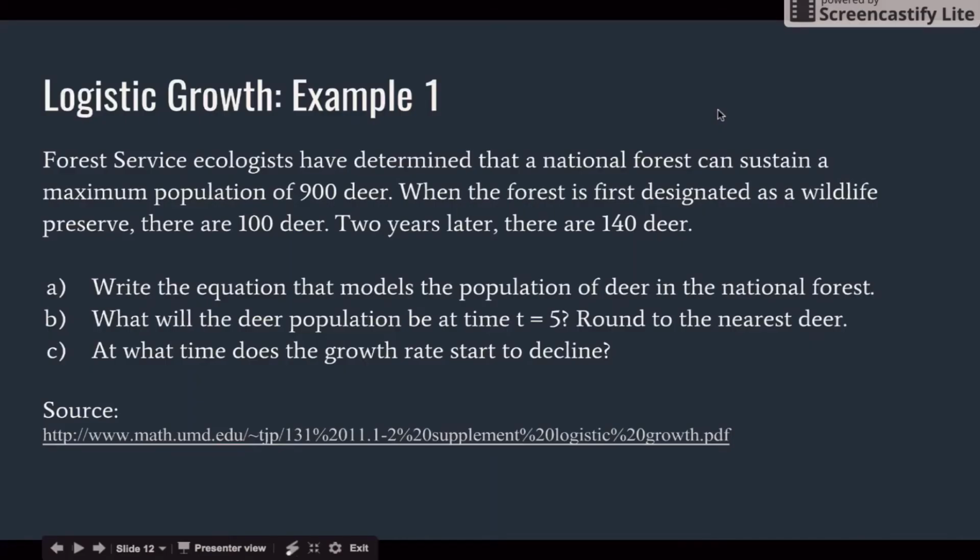Now let's look at our first example. The Forest Service ecologists have determined that a national forest can sustain a maximum population of 900 deer. When the forest is first designated as a wildlife preserve, there are 100 deer. 2 years later, there are 140 deer. Part A asks us to write the equation that models the population of deer in the national forest. Part B asks us what the deer population will be at time t equals 5, and it asks us to round to the nearest deer. Part C asks us, at what time does the growth rate start to decline?